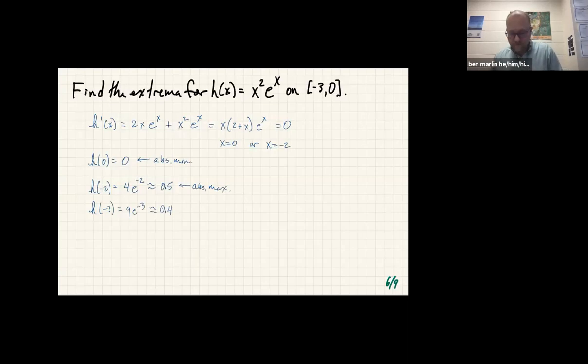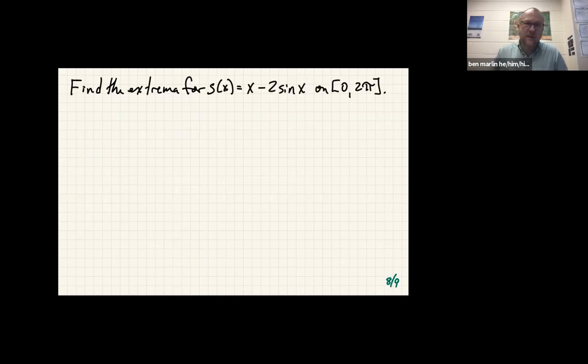Okay. So, all right, this will be the last one here. I was thinking these would be a little bit rougher than this. But now for this, we tackle it with the s prime of x. That'll be 1 minus 2 times the derivative of sine is cosine. That's not undefined anywhere, so we set it equal to 0. And solving, you get cosine x is 1/2.